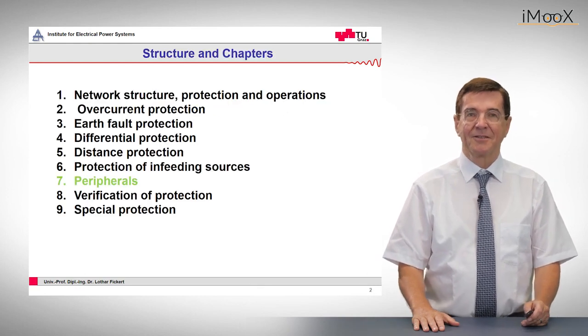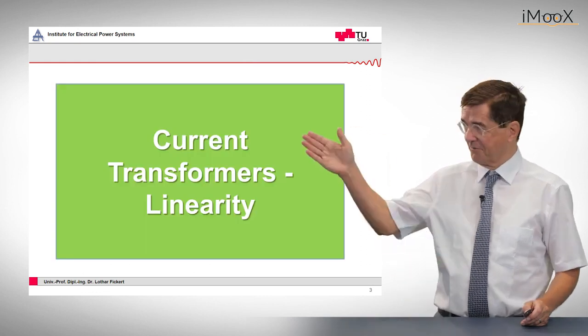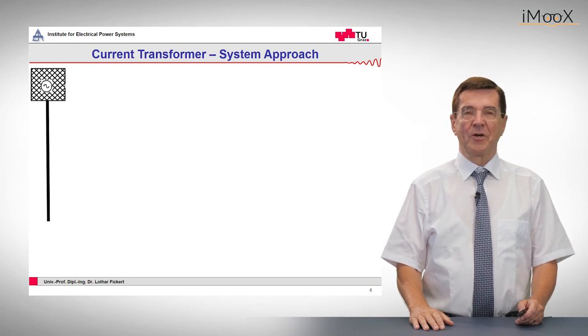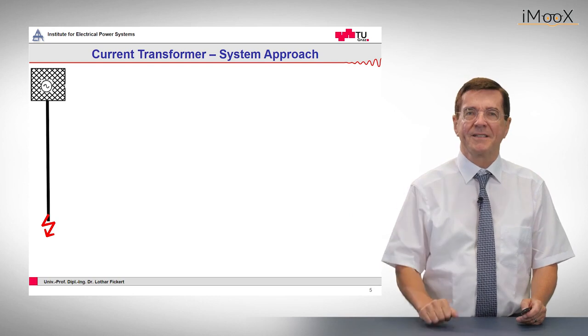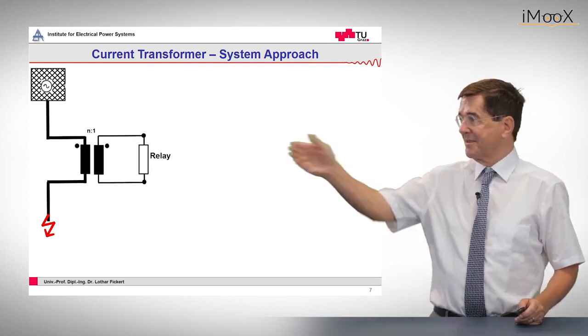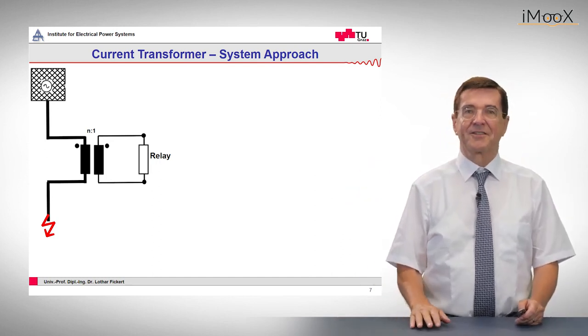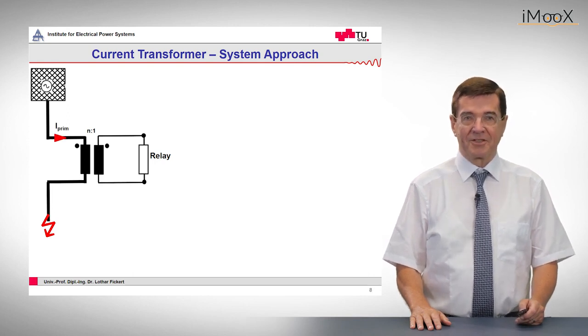Today I would like to look with you into the peripherals, and here especially the current transformers and their linearity is in our focus. So if you have a network and there's a line, suddenly a fault occurs, we want to know how big this current is. For this purpose we insert a current transformer, and on the secondary side we have the relay which observes this current and takes its conclusions. So there is the primary current which is transformed into a secondary current, which goes to the relay.